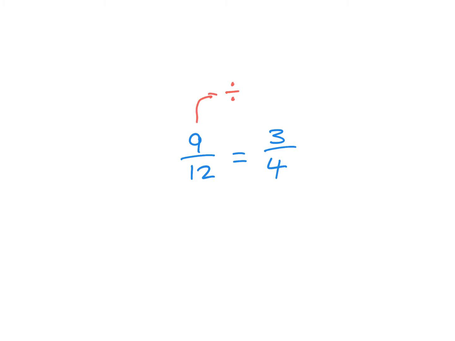So 9 divided by something is going to give me 3. Because I know my times tables, I know that it's 3. So 9 divided by 3 gives me 3. Therefore, what I do to my numerator I must do to my denominator. So 12 divided by 3, does that give me 4? Yes, it does. Therefore, 3/4 is an equivalent fraction to 9/12.